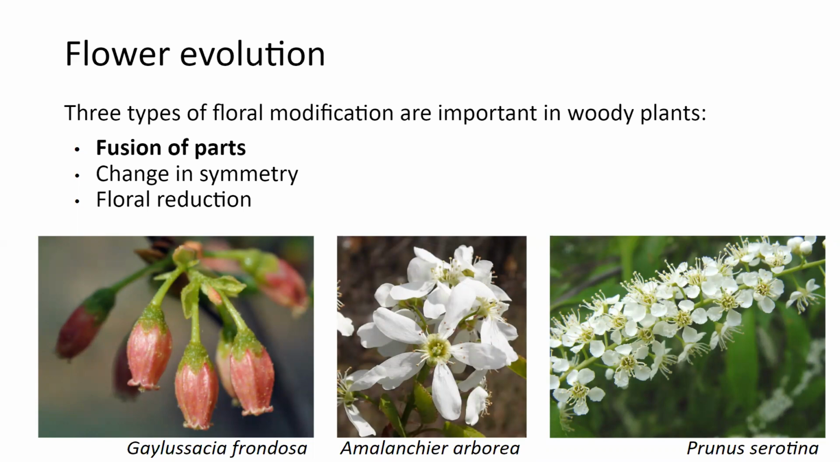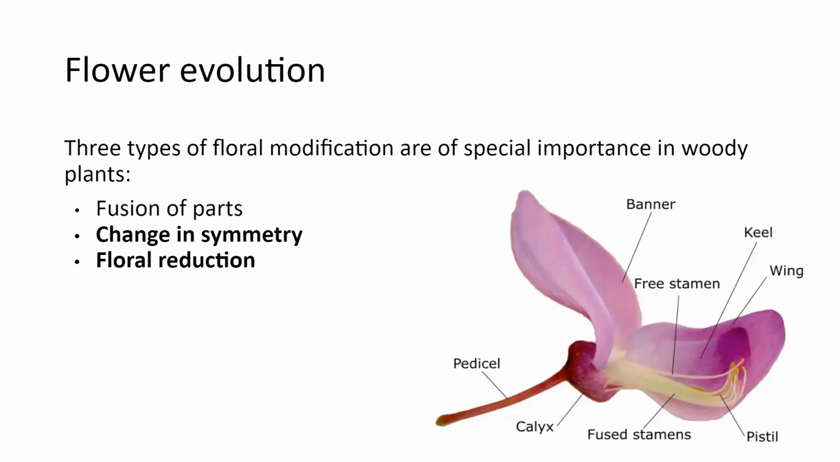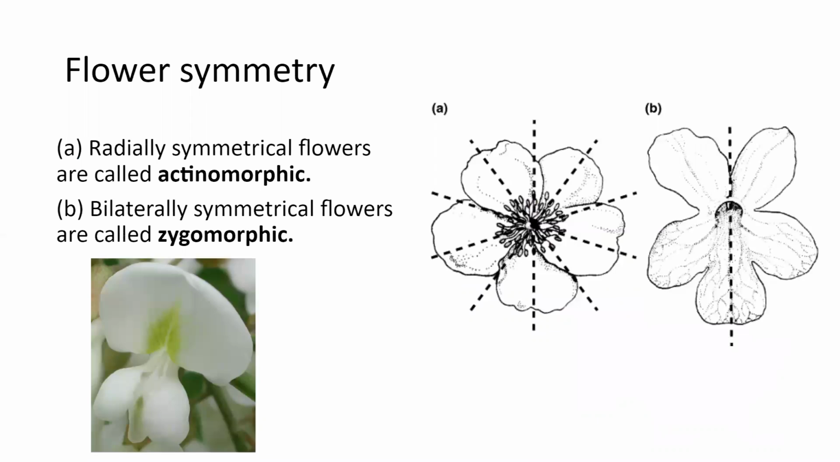Then we'll talk about changes in symmetry and also floral reduction, which we only just started talking about in the last slide. So here's our Cercis canadensis flower again. When we're talking about change in symmetry, we can see those parts that are familiar, right? They do contain the sepals, the petals, the pistils, and the stamens, so male and female parts, the petals, and the sepals. But you can see the symmetry is a little bit different. Let's talk a little bit more about symmetry.